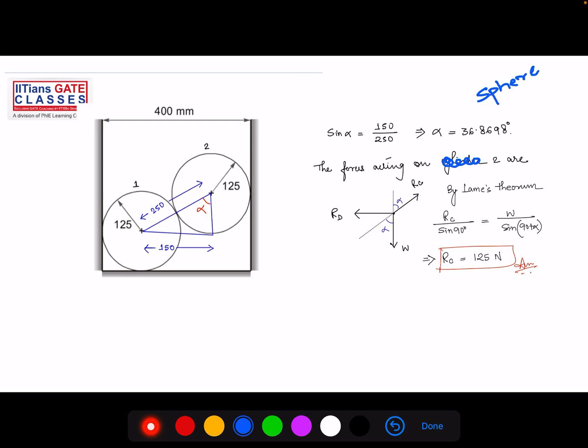Okay, now the forces acting on sphere 2 are, we are talking about sphere 2 because the number of forces is less, right? Now here I have solved it by Lamy's theorem. You can solve it by resolution of forces also. Please note that if you are using Lamy's theorem, all the forces should be arranged either radially outwards or radially inwards. That is why I have taken RC in this direction.